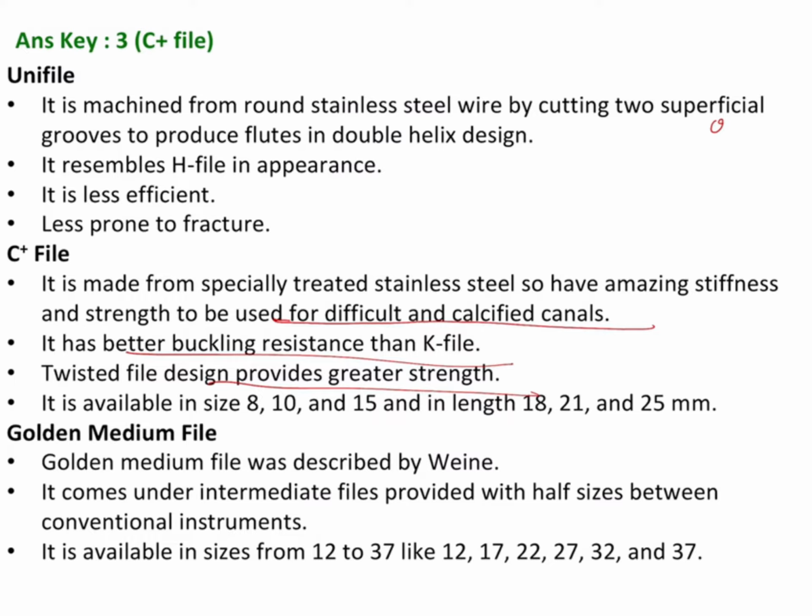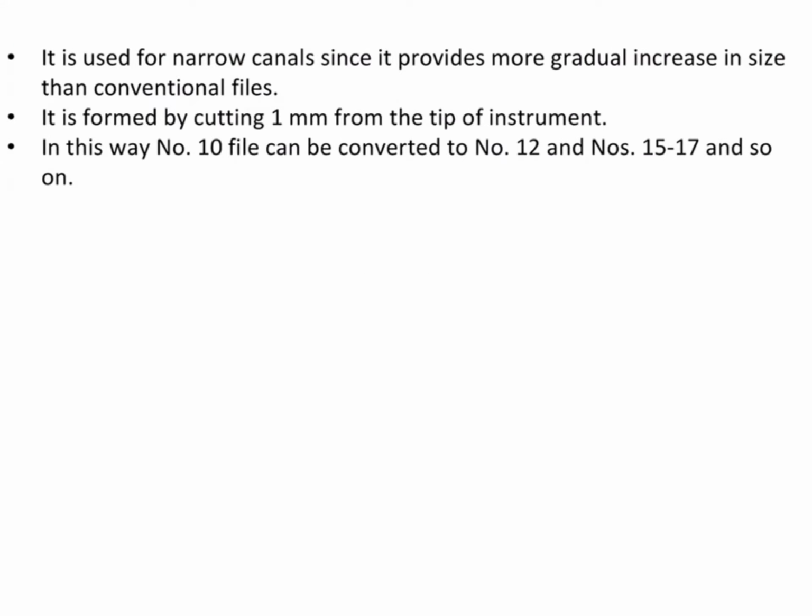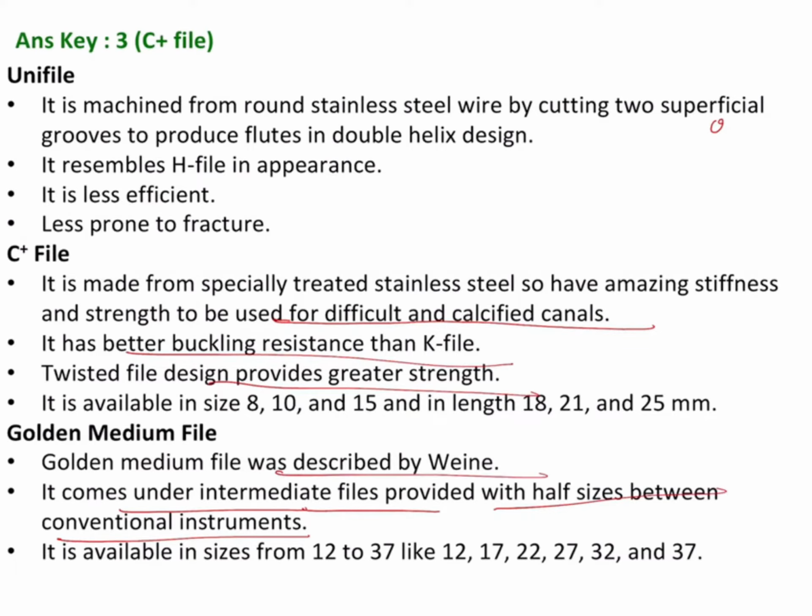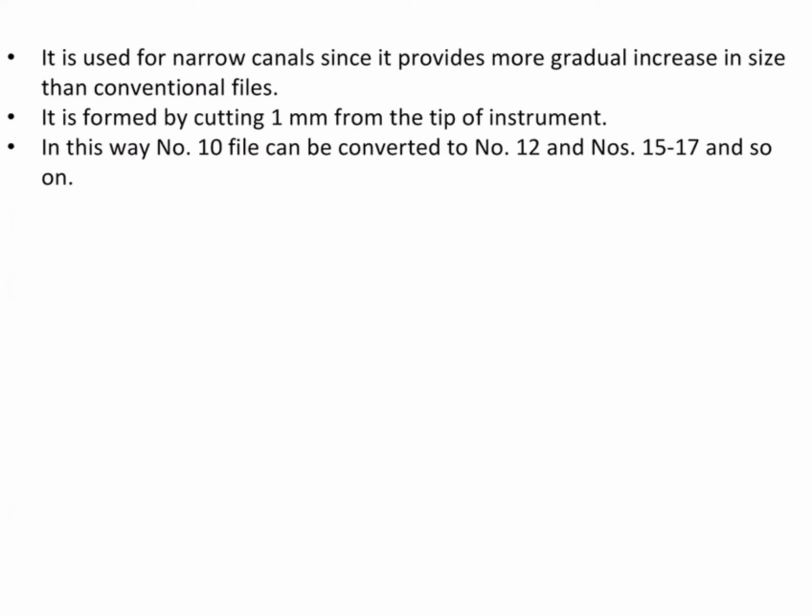Golden Medium files come under intermediate files, provided with half sizes between conventional instruments described by Wien. That is important: the name of the scientist is Wien. These are formed by cutting 1 mm from the tip of the instrument, and in this way a number 10 file can be converted to number 12, number 15 to 17 and so on.